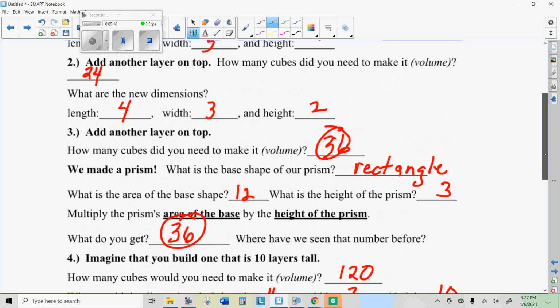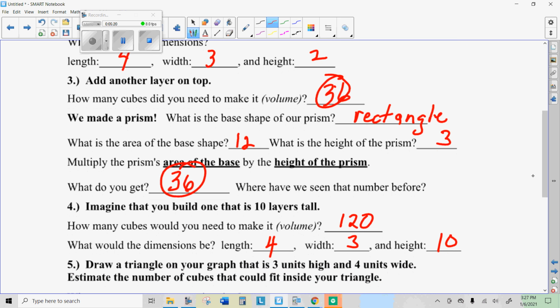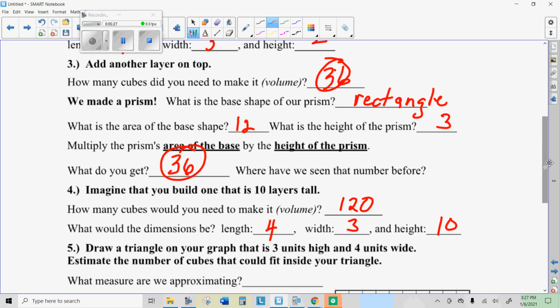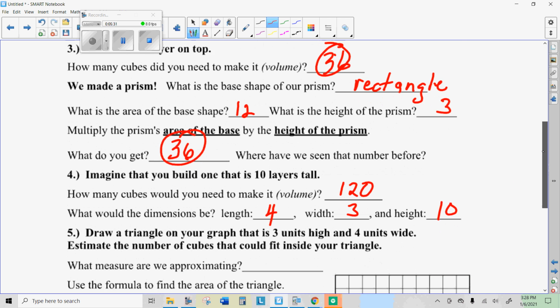All right, you can check your answers here, but basically for every time you add a layer, you need to add 12 more cubes to fill in that layer. So we need to take the base layer, which is 12 times whatever our height is, to get the volume.